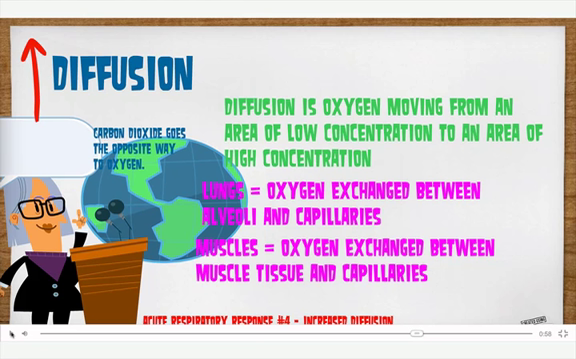Now this happens at 2 places. At the lungs, which is what we talked about before, oxygen is exchanged between the alveoli in the lungs and the capillaries, which are the blood vessels. It also takes place at the muscles. Our muscles need oxygen, so oxygen is exchanged between the muscle tissue and the capillaries, the blood vessels, which are pumping the oxygen and blood around the body. We'll go through this much more in class. Let's get the notes down and we'll try to understand it better a little bit later.